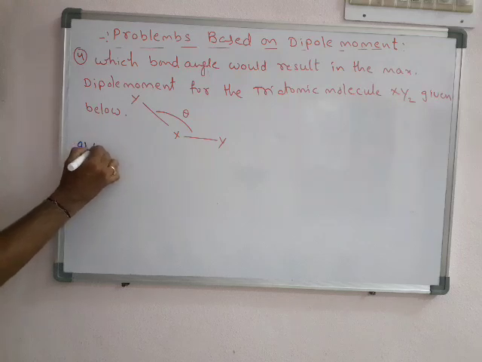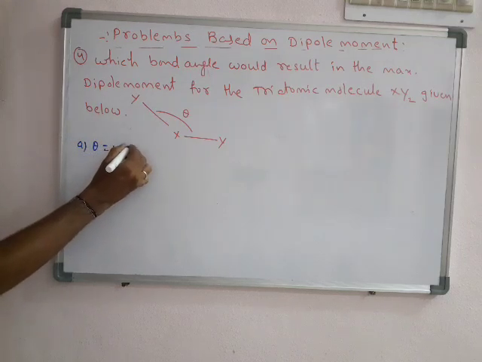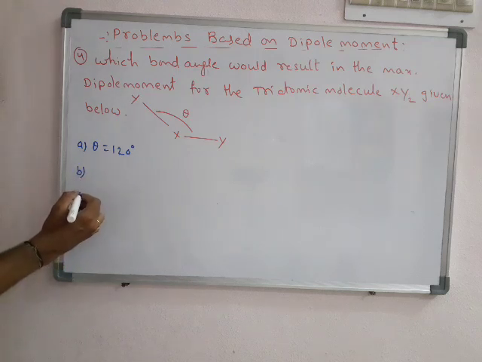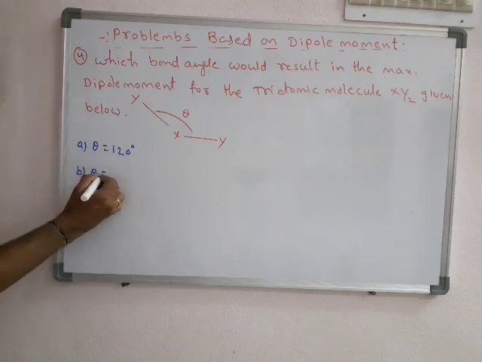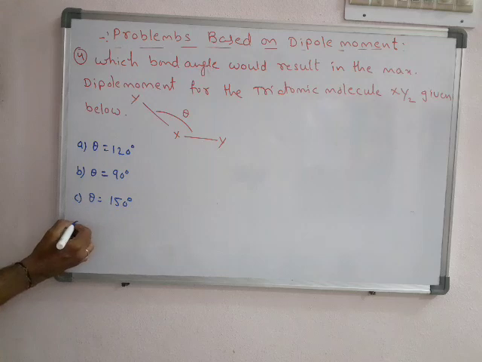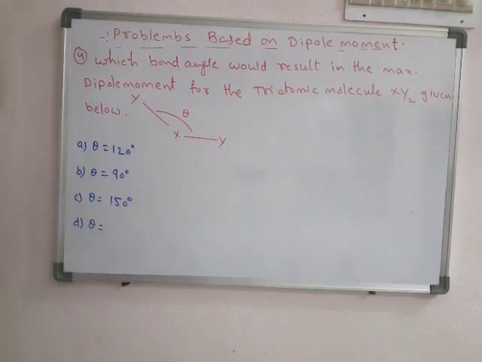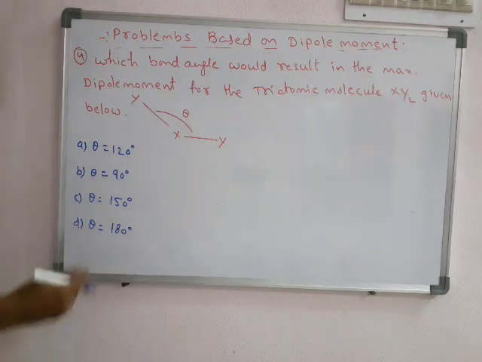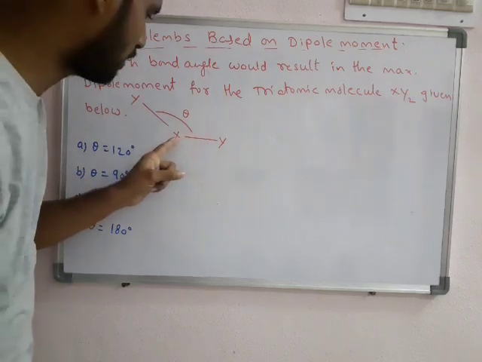Okay, A. Theta is given as 120 degrees. B. Theta is given as 90. C. Theta is given as 150. D. Theta is given as 180 degrees. Okay, so already here two values are actually the same type.